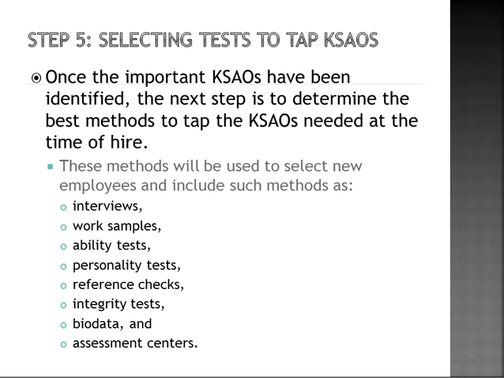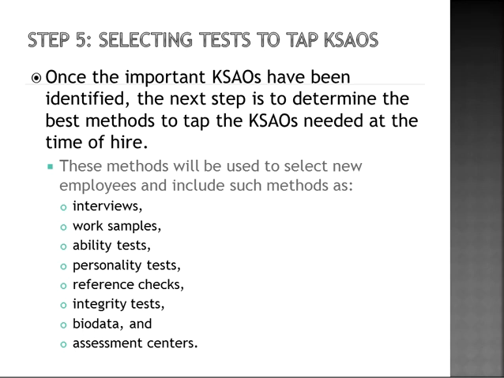Step 5. Selecting tests to tap into KSAOs. The average ratings obtained from Step 4 will be used to weight test scores, that is, a test tapping into KSAOs with a rating of 2.9 should receive more weight than a test tapping a KSAO with a rating of 2.5. So the idea here is as we get these numbers and these ratings, 2.9 should be having more weight than items of 2.5.